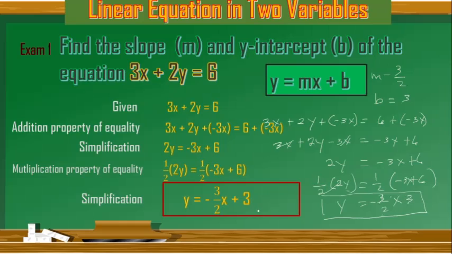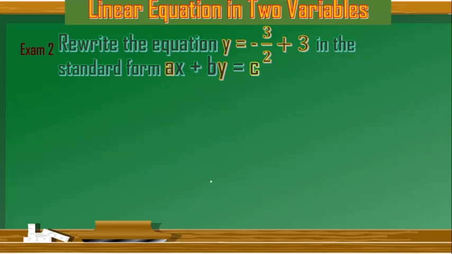Okay. Now we will do the reverse. Our given is the slope-intercept form, then we go back to the standard form. We will need this answer in our process to get from the slope-intercept form to the standard form. Okay, so this one.